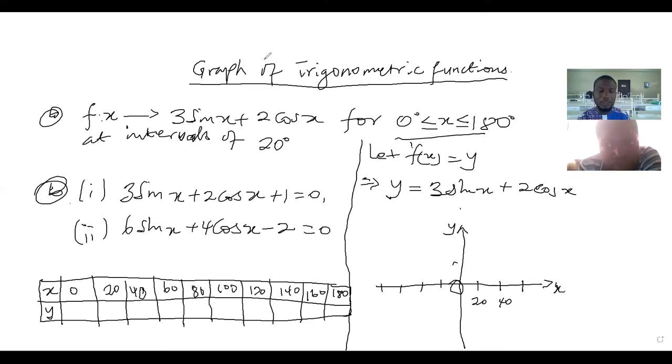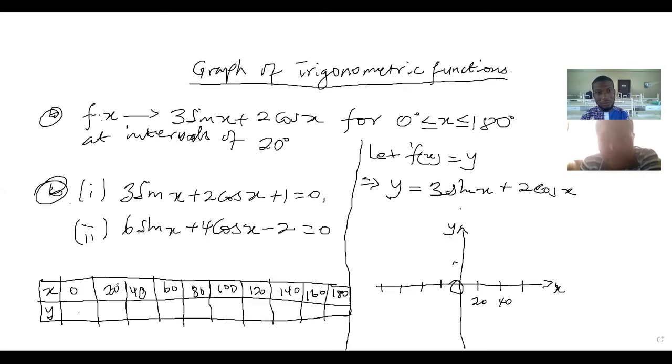Okay. Then after doing that, you pick your calculator, you put 0 for x, you press equal to, and whatever answer you get, you write it here. Are you okay? Yes, sir. Good. So when you get to 20, you put 20 here, you press equal to, and whatever you get, you put it here until you complete.